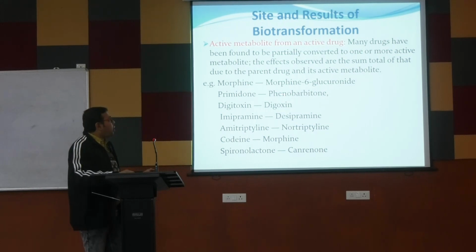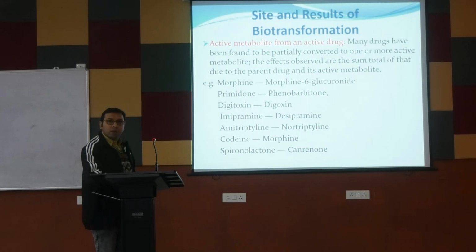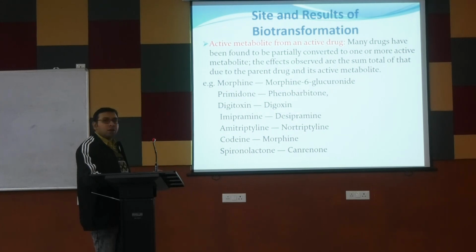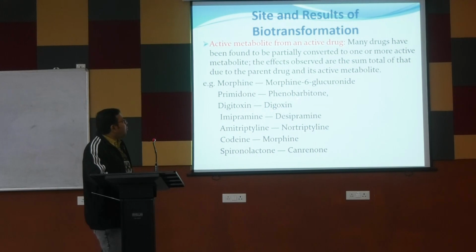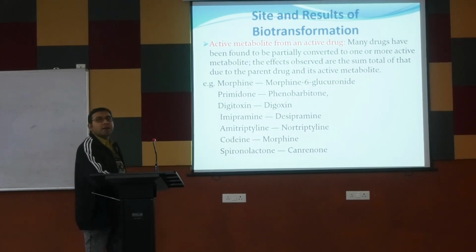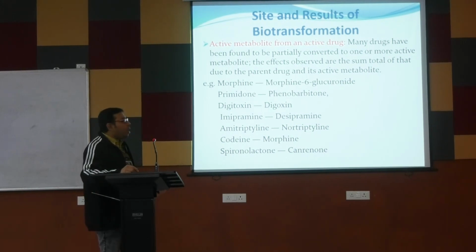For example, morphine is converted to morphine 6-glucuronide by glucuronide conjugation, which is also active. Primidone is converted to phenobarbital, both active moieties. Digitoxin is converted to digoxin, which is needed in cardiac failure. Primidone, phenobarbital, morphine are CNS drugs. Imipramine is converted to desipramine. Amitriptyline is converted to nortriptyline. These are the tricyclic antidepressant group you will read about in the CNS chapter. Codeine is converted to morphine, again in the CNS drugs.